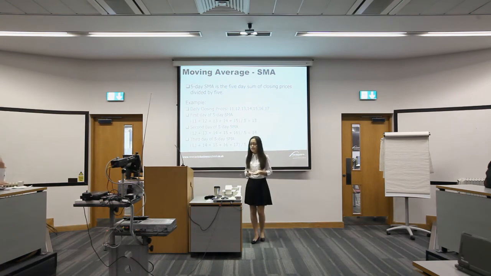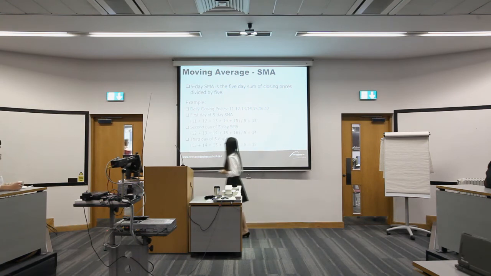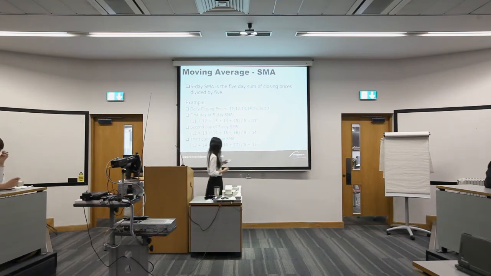Simple moving average is easy to calculate. Here is an example. First day of 5 days simple moving average equals 5 day sum of prices divided by 5, which is 13. Second day of 5 day simple moving average equals second 5 day sum of prices divided by 5, which is 14, and so on.